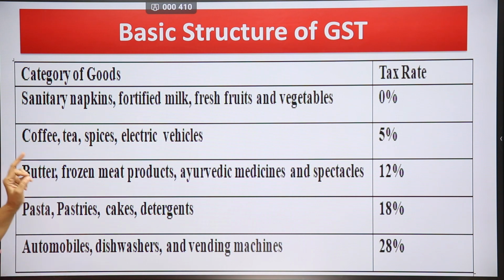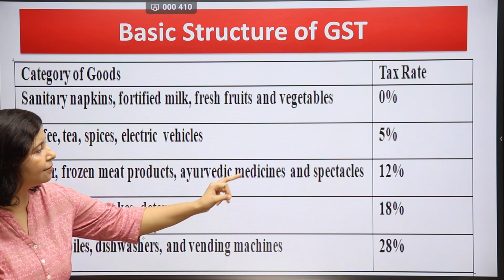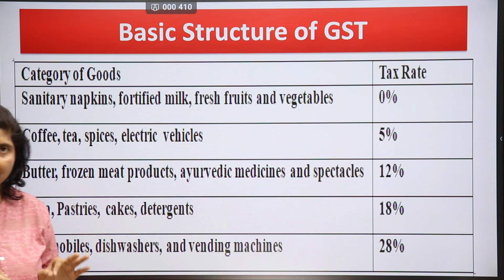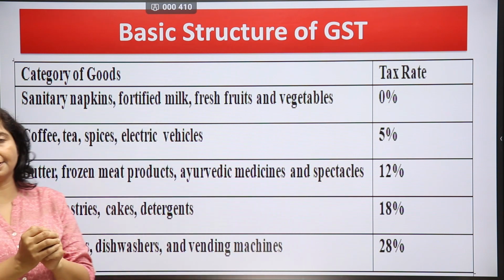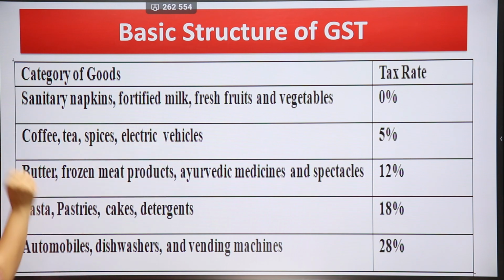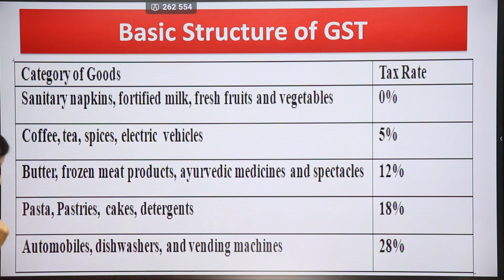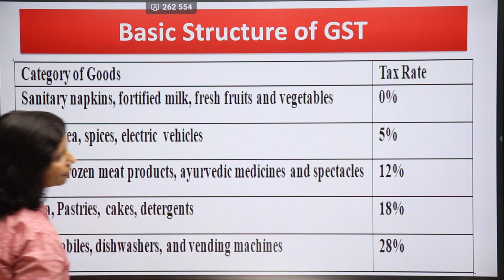Then butter, frozen meat products, Ayurvedic medicines, etc. Spectacles, they have to pay 12% of taxes. When you purchase these items, you have to pay 12% of tax. When you purchase pasta, pastries, cake, detergents, you have to pay 18% of taxes. And when you purchase automobiles, dishwashers and vending machines, you have to pay 20% of taxes.